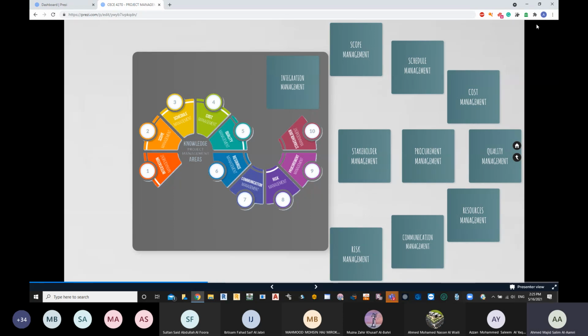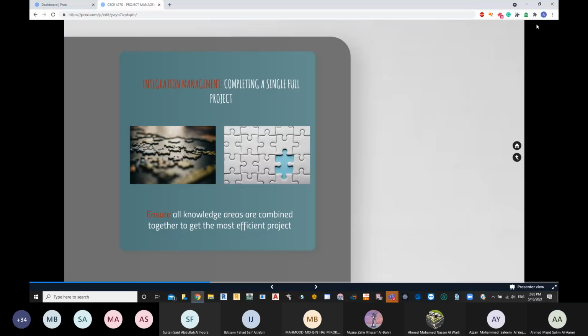Now, can I say that only I take scope management and leave the other areas? Or can I take schedule management and ignore the other areas? Or I say, okay, cost is more important, and then I leave the others? Or are they all connected to each other? Now here you see that all of them are actually connected, in a way or another. The last one is integration management, where it's the area where you are trying to integrate things together.